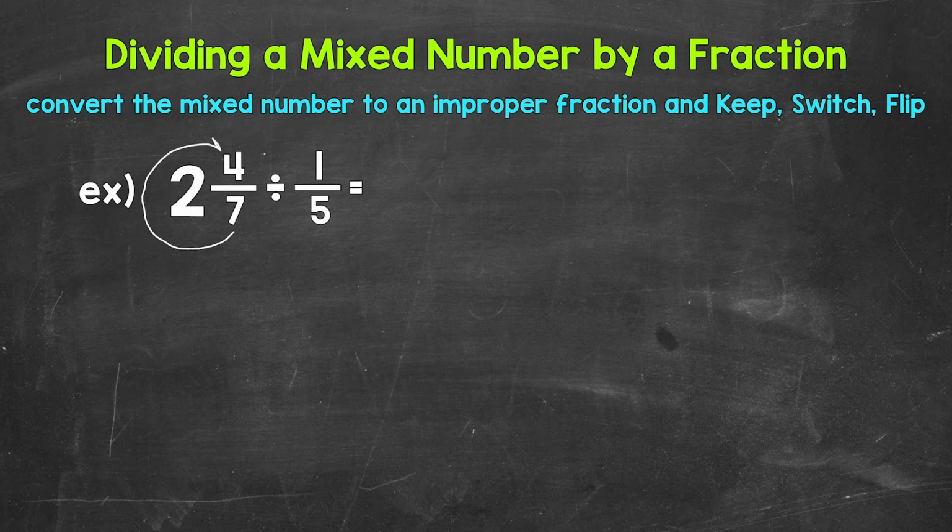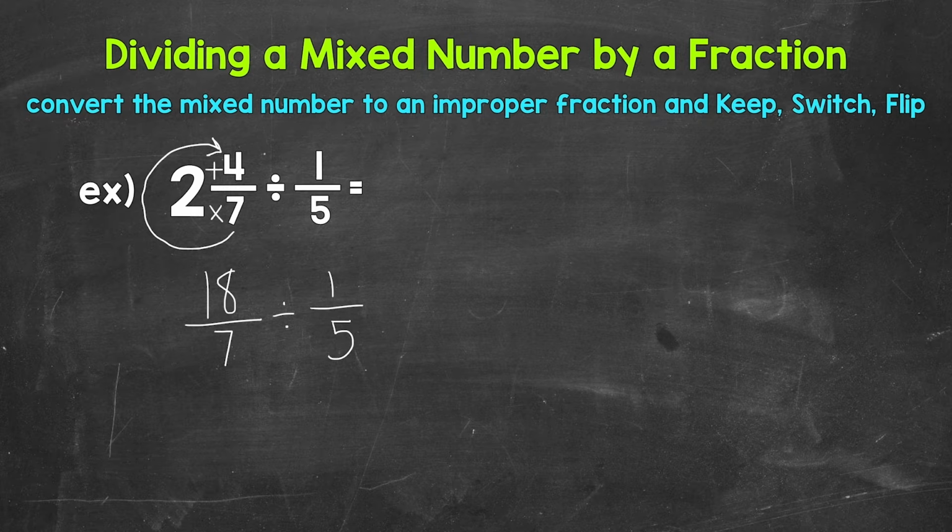So we start at the bottom, we multiply, and then add. So the denominator times the whole number, 7 times 2 is 14, and then add the numerator. 14 plus 4 is 18. That is our numerator of the improper fraction. And then we keep the denominator of 7 the same, divided by 1/5. So I rewrote the problem with the mixed number as an improper fraction.